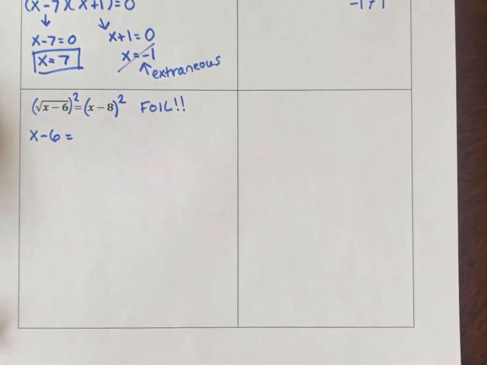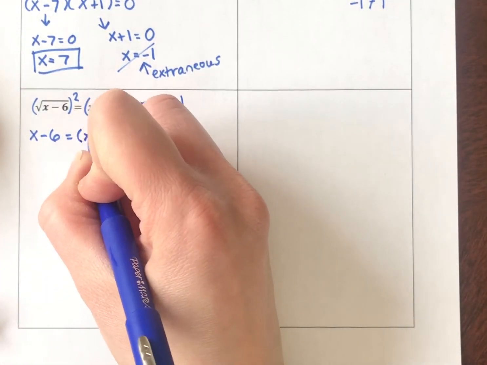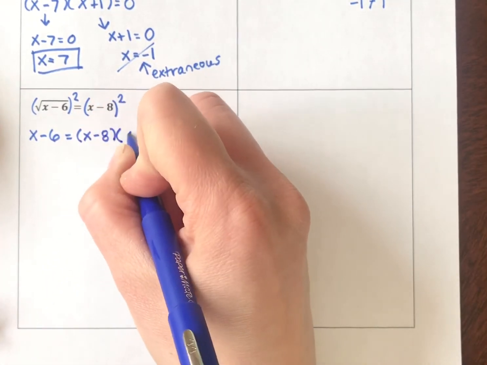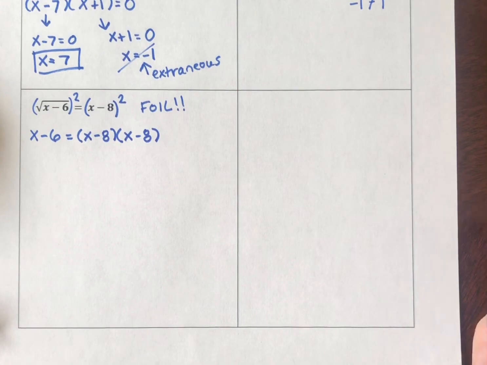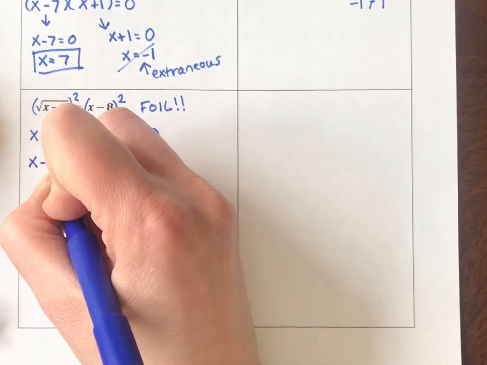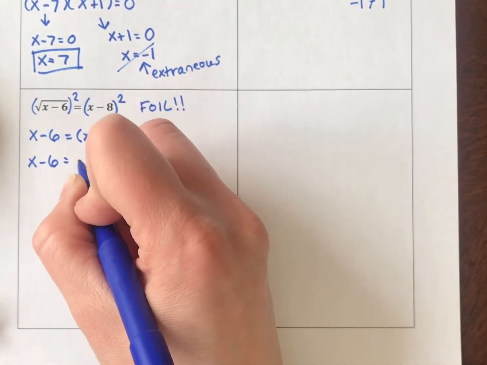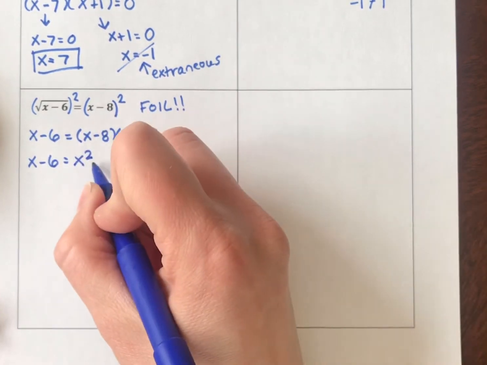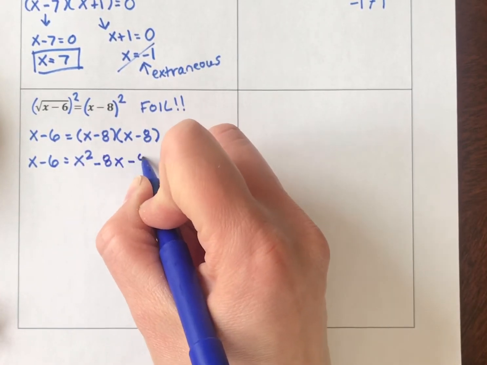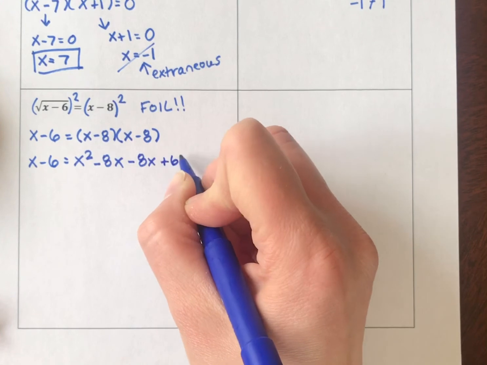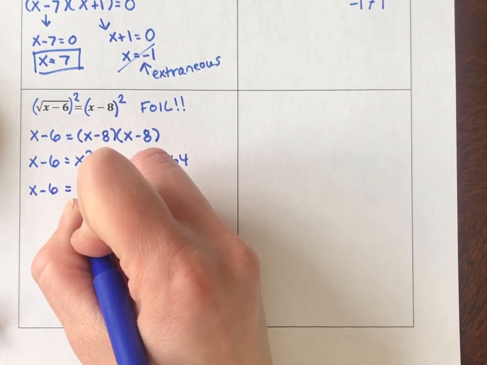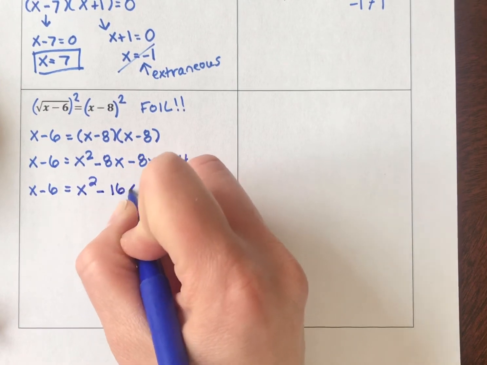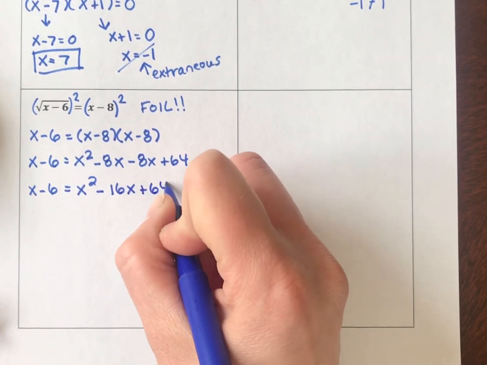So on the left, I just get out x minus 6, but x minus 8 squared, we have to remember that's foiling. It's really x minus 8 times x minus 8. Do not say it's x squared plus 64. You need to FOIL that out. So if I FOIL out the right side, I'm going to get x to the second minus 16x plus 64. So I have x minus 6 is equal to x to the second minus 16x plus 64.